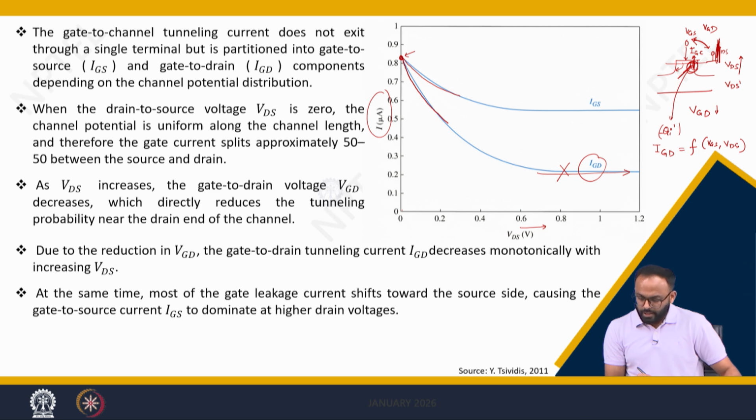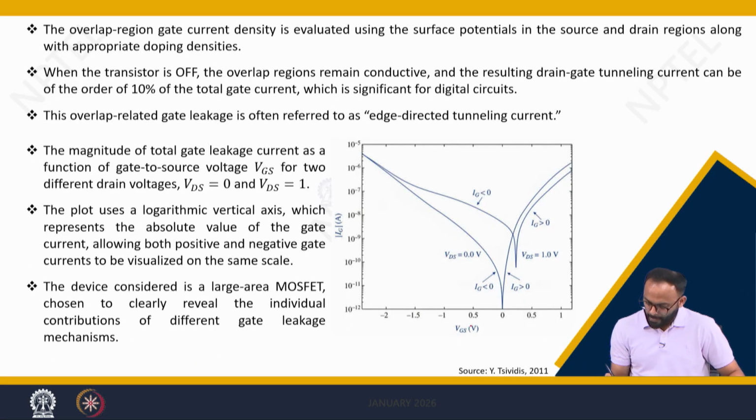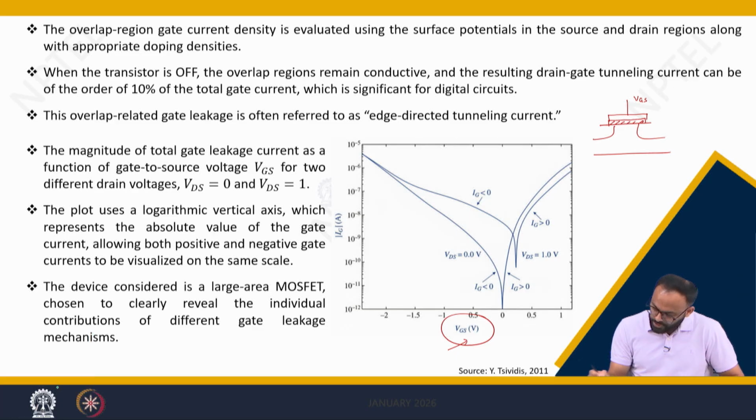Further, we can find out how this current flows for large VDS and smaller VDS. To do so, let us plot IG, the gate current, with respect to VGS. Now, we are considering that there is an overlap region also, which is present in practice. So, this is the gate, this is the oxide, and there is an overlap region which is circled in green.